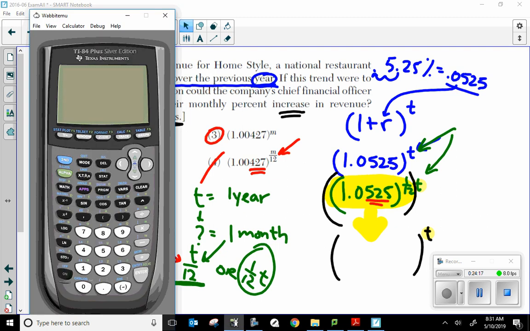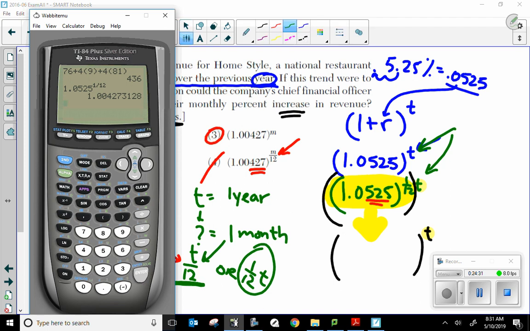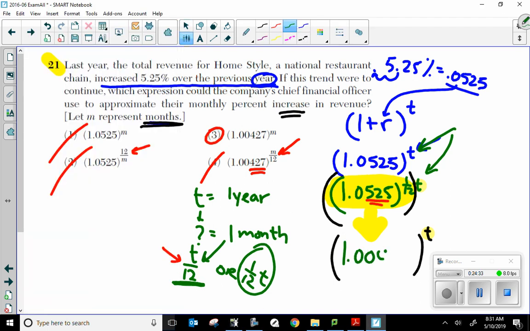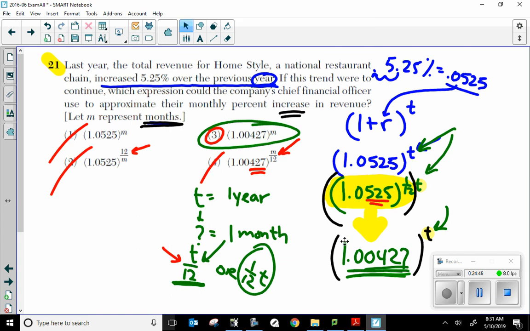So if I turn on my trusted calculator, I take 1.0525 and raise that to 1 divided by 12. And look at that, 1.00427. This is my rate when my exponent represents months. Not too bad.